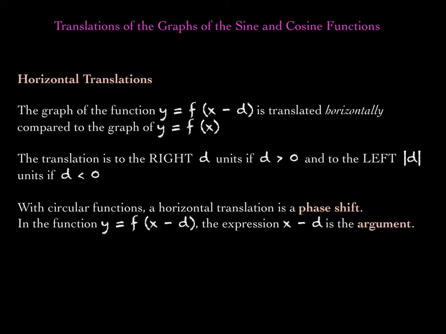Now, with circular functions, we don't call them horizontal translations. We call them phase shifts. So a phase shift is a horizontal translation. Now, in the function y equals f of x minus d, this expression inside the parentheses, x minus d, is called the argument.